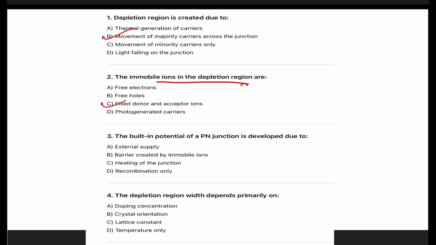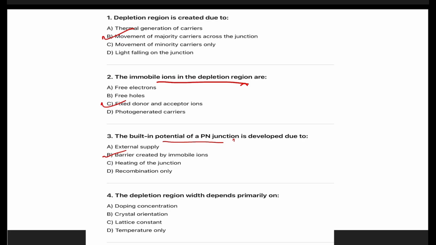Next question. The built-in potential of a PN junction is developed due to option A, external supply, option B, barrier created by the immobile ions, option C, heating of the junction, option D, recombination only. We know that the built-in potential of a PN junction is developed due to the barrier which is created by the immobile ions.